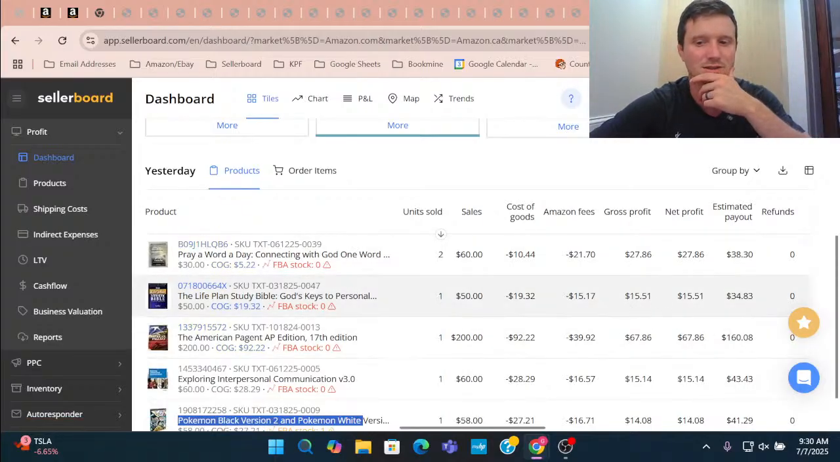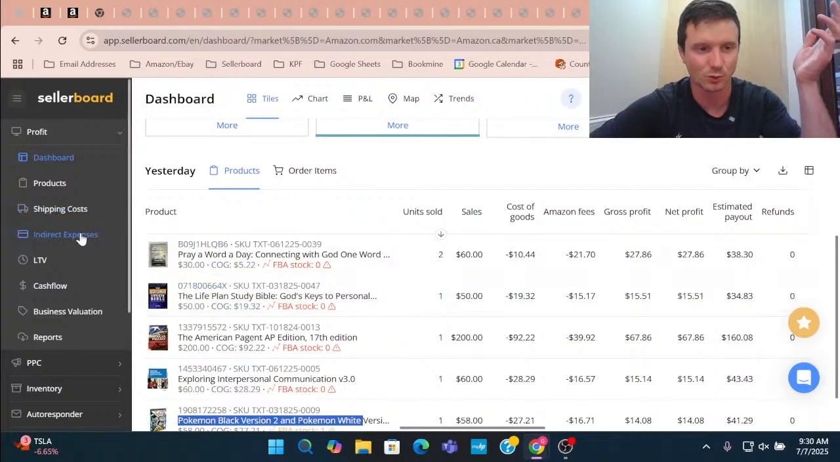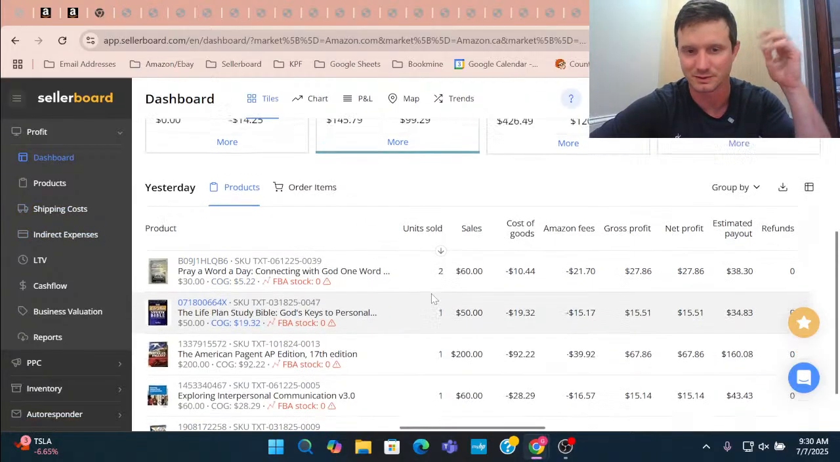So you wouldn't really take it out right here. You would take it out once the expense for the prep center comes out. I hope that makes sense.